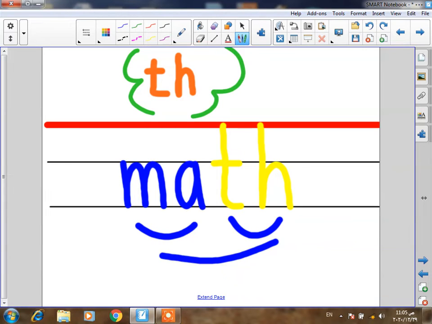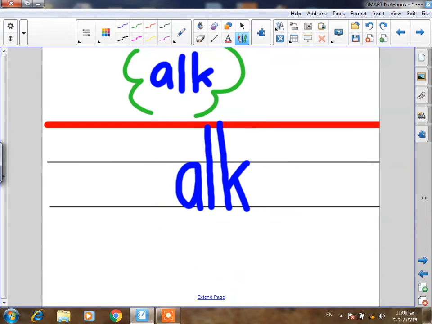Okay, kid one. For the last time. T, h together or s. Okay, kid one. What is this? Oak. Oak, oak, oak. Let's try to read.